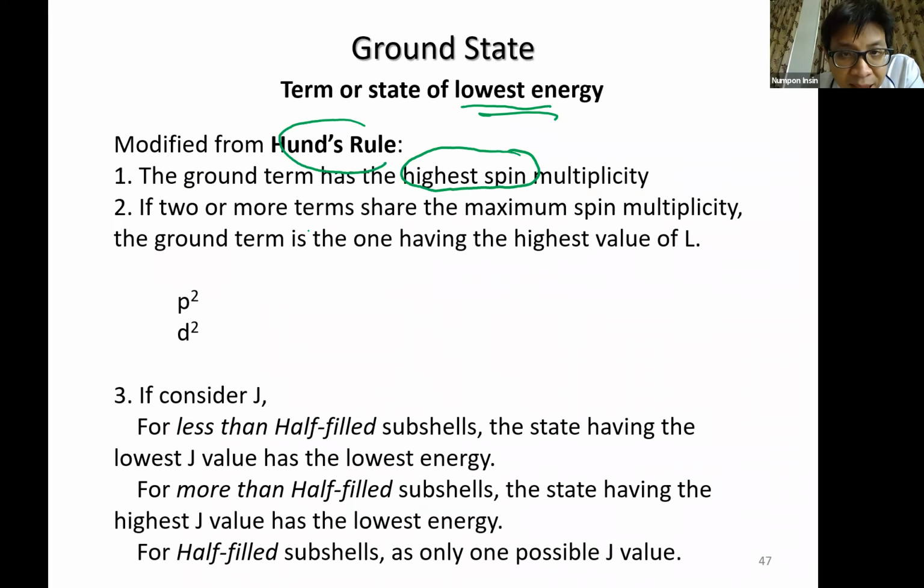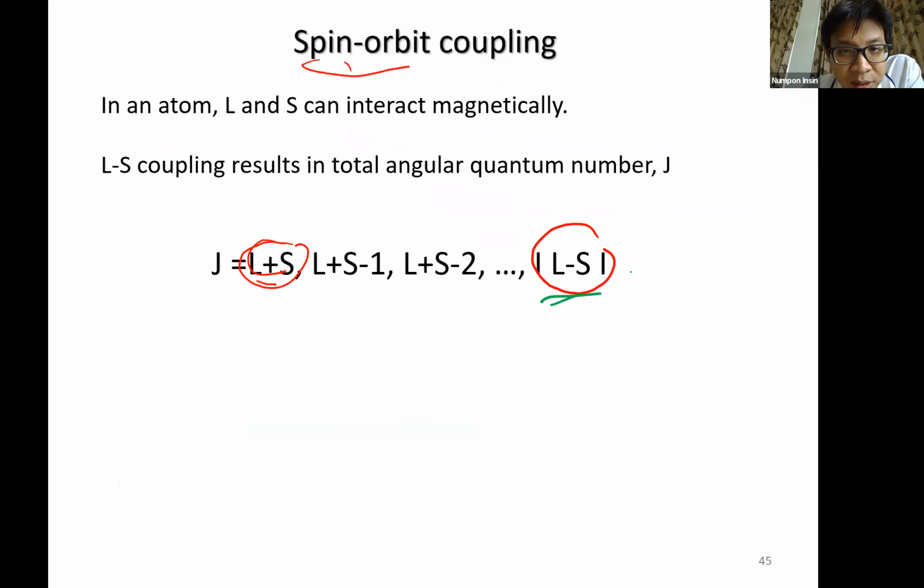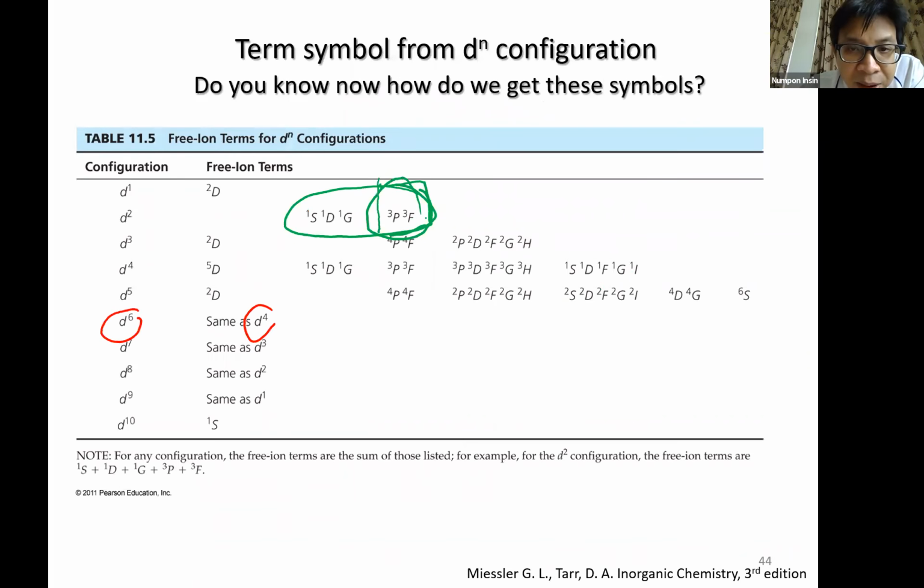Okay. And if 2 terms, just like in that case, have the same spin multiplicity, which one is going to be the lowest in energy? It is the one that has the highest value of L. So you can see here, F and P. For P, L is equal to 1, for F, L is equal to 3, right? So the ground state is going to be triplet F, based on the second rule of Hund's rule.